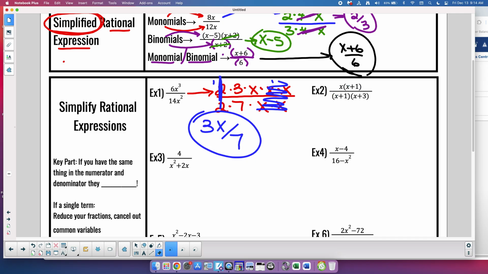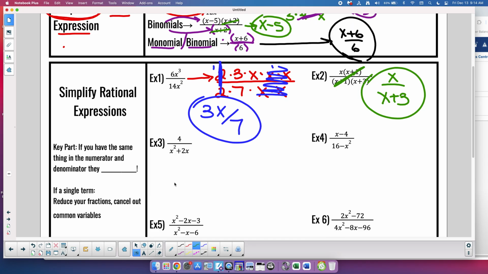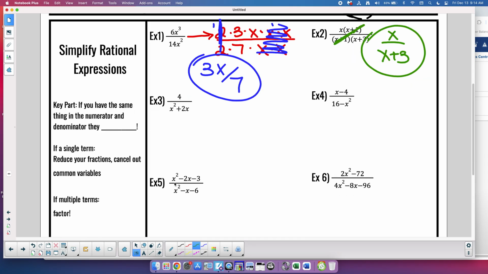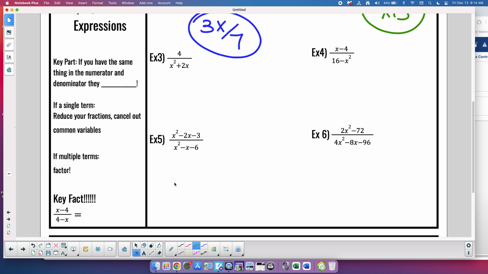Okay, the answer is what? x over x plus 3. You got it. We're done. That's reduced. Keep going. Okay, I have a monomial on top and a binomial on the bottom. So is that it? Is that the answer? It could be the answer, but you have to look closer, because this word comes in.